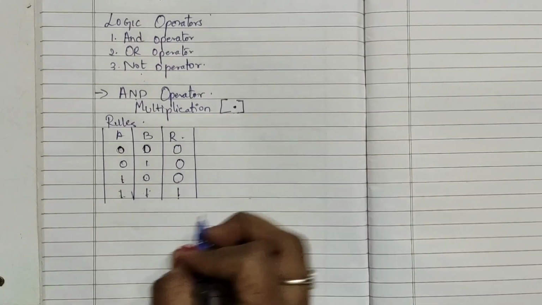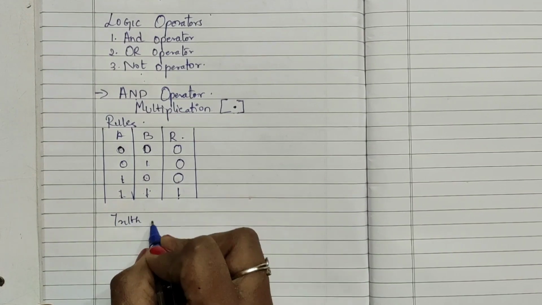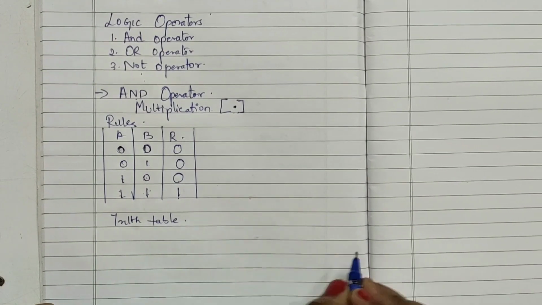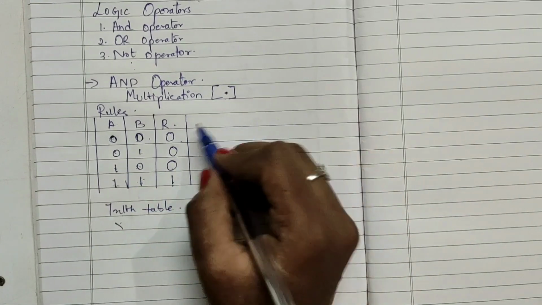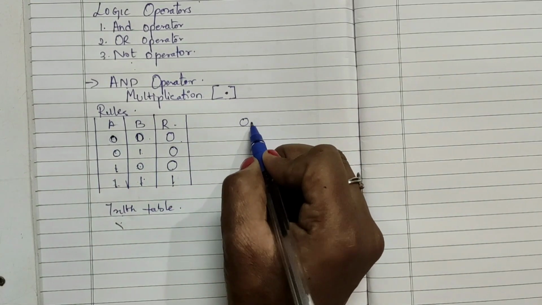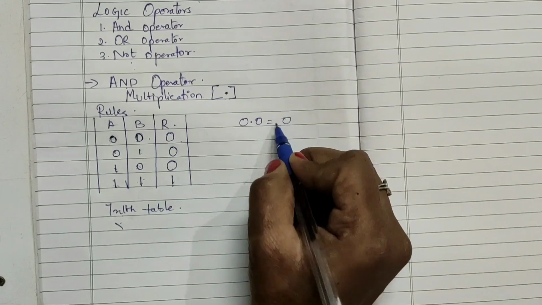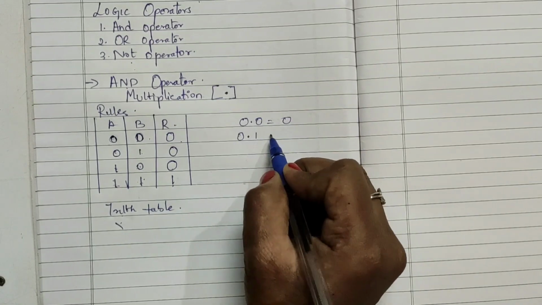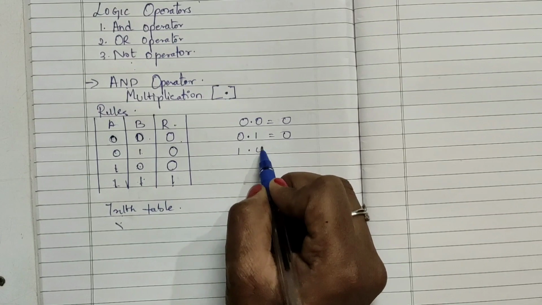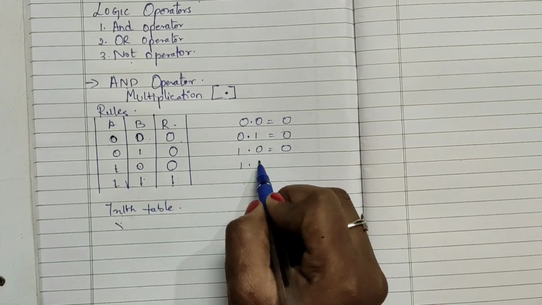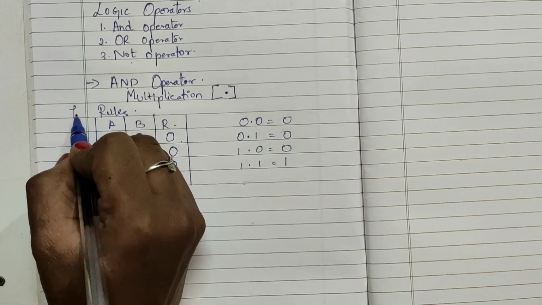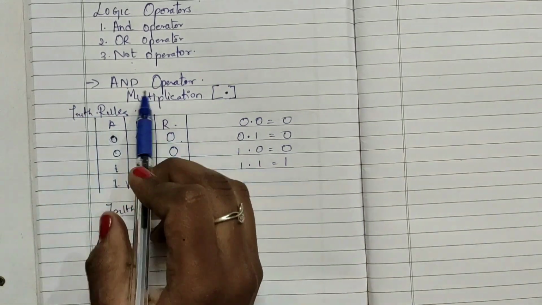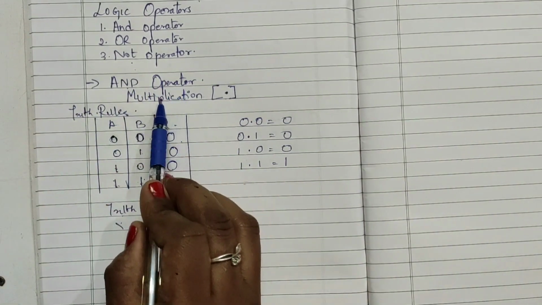Now let's look into the truth table. The table will also reflect the same rules: 0 into 0 is equal to 0, 0 into 1 is equal to 0, 1 into 0 is equal to 0, 1 into 1 is equal to 1. This is just the rules, and this will define your truth table. So this is the AND operator, which is nothing but multiplication.